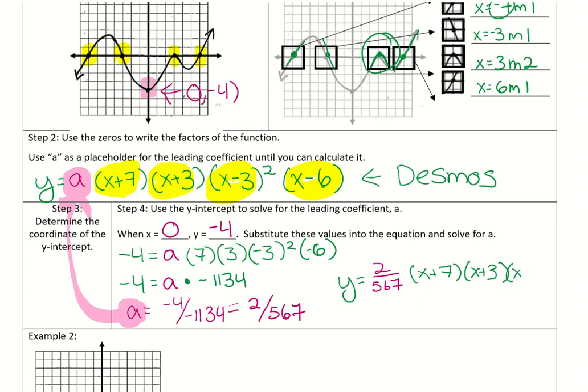So now if you take this answer and put it into Desmos, you'll find that not only does it cross each of the x-intercepts correctly, but it's also going to touch the y-axis where you need it to as well.